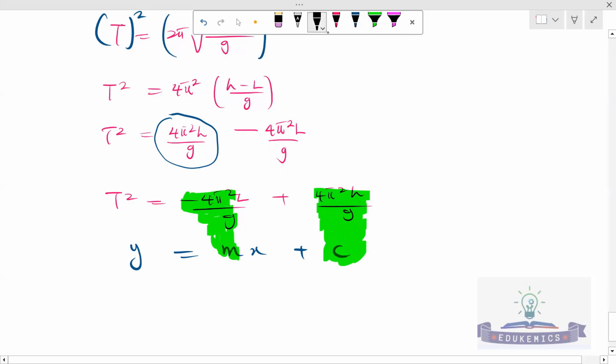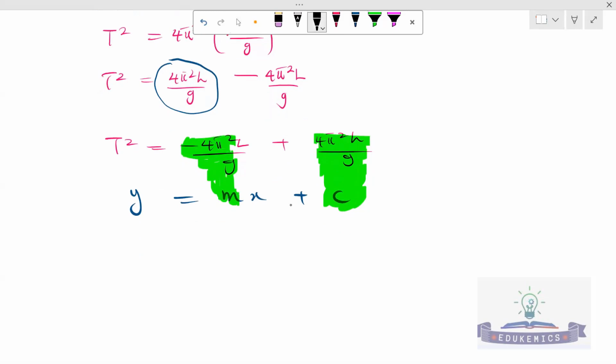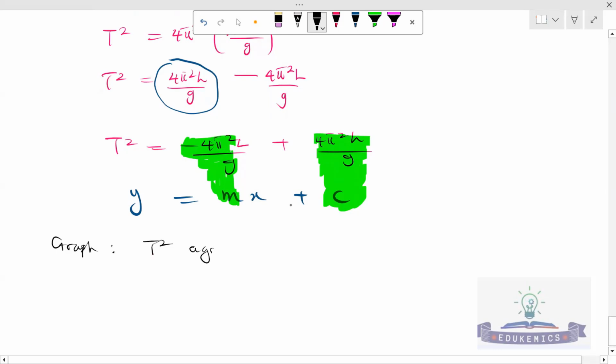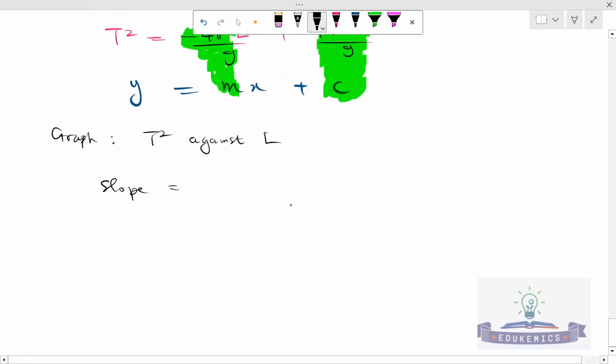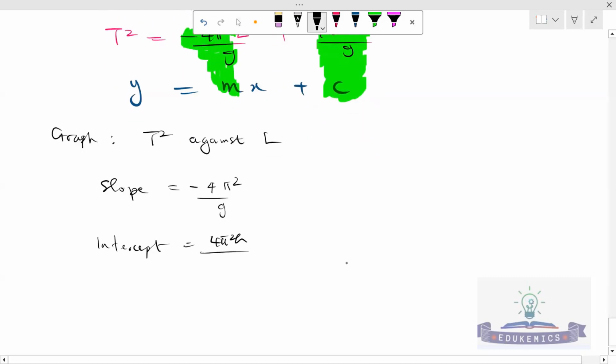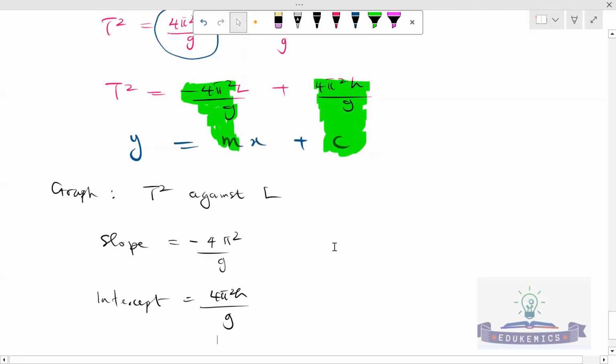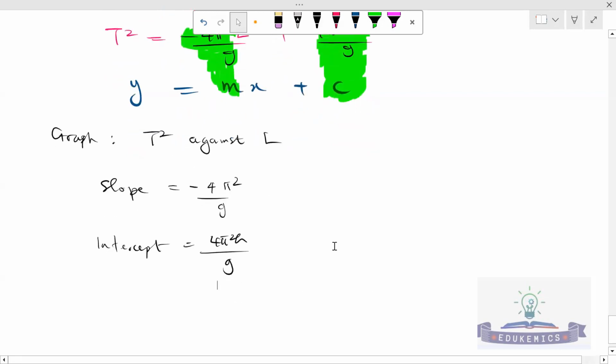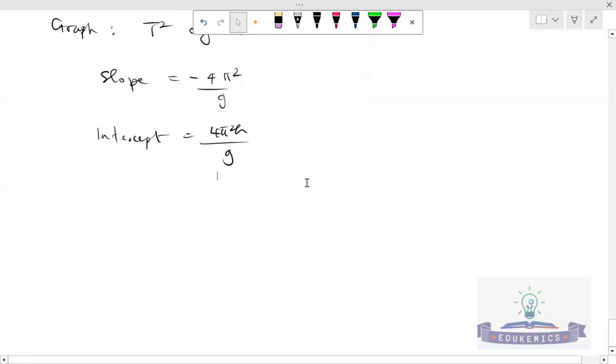So what does that tell us? So the graph we plot now will be a graph of T squared against L. So our slope now is minus 4 pi squared over G, and the intercept on the y-axis will be 4 pi squared H over G. So this is how graphs are being transformed. So very, very important.